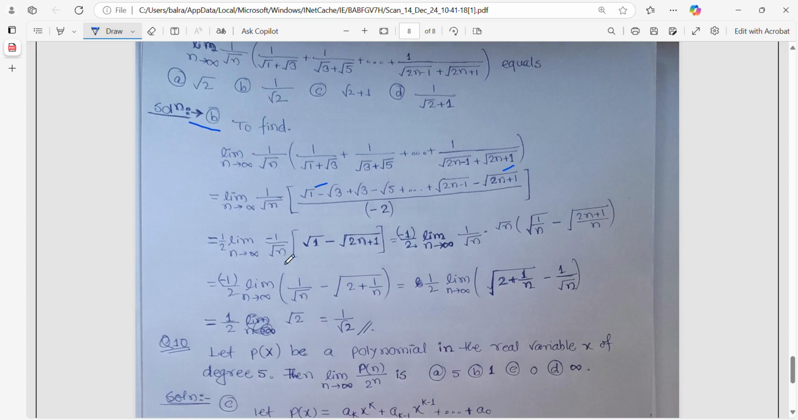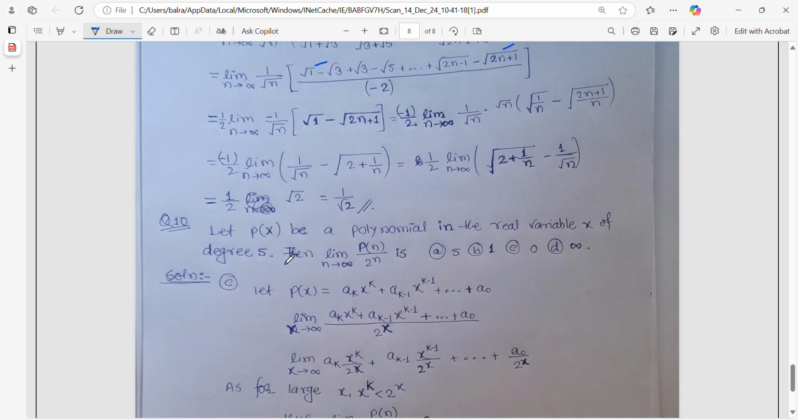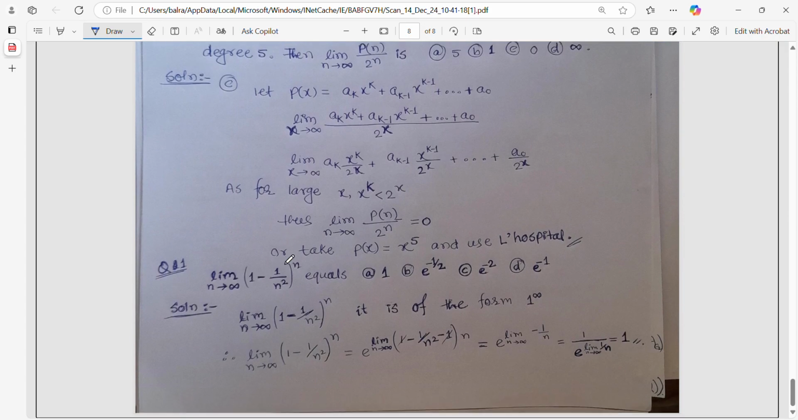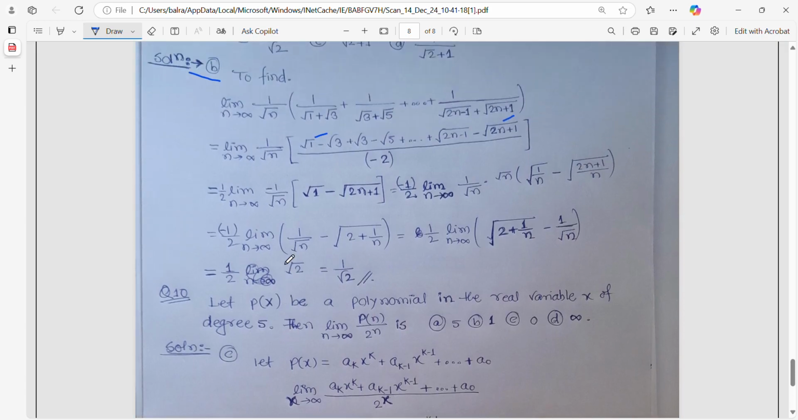Now another question. Only 2 questions are there. Let p(x) be a polynomial in real value x of degree 5. How many degrees is there? 5. Then limit n tends to infinity, p(n) by 2 power n is 5, 1, 0, infinity, which one?